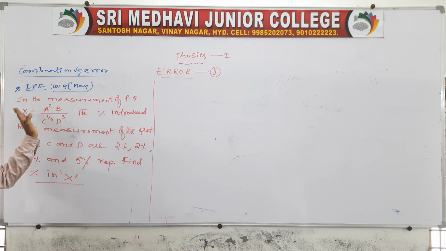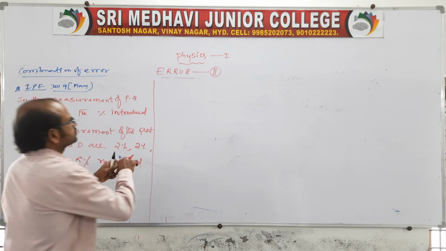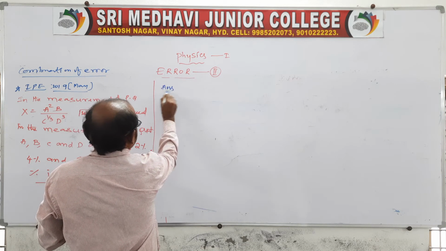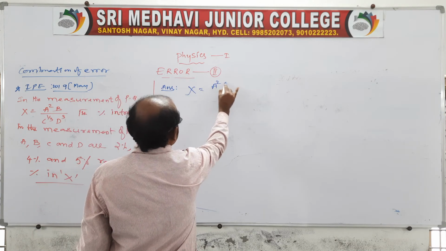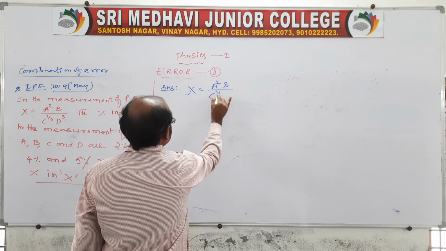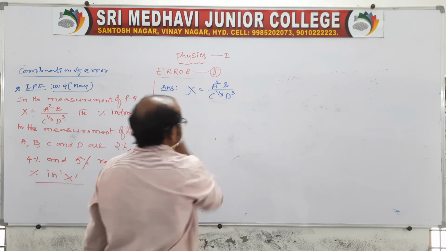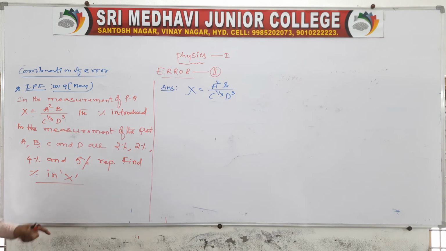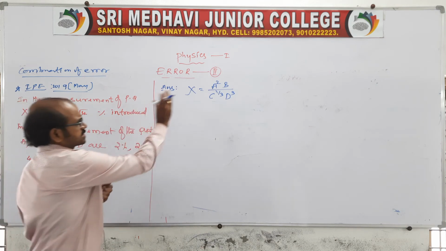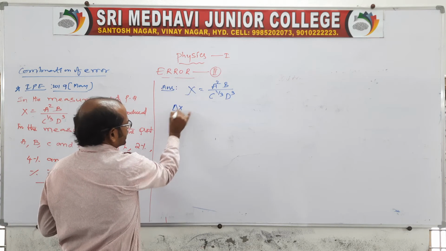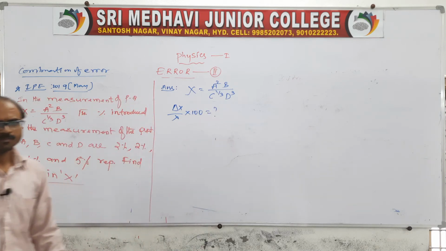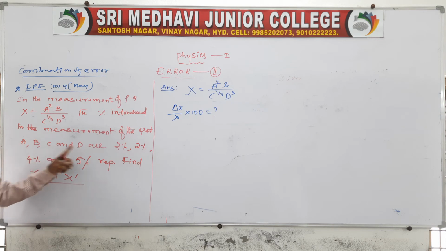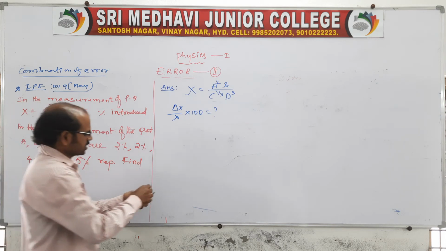In the measurement of a physical quantity, X is given, so you write your given data. That is very important while doing the problem. X is given as a square B by C power 1 by 3 d cube. What is being asked is the percentage error in X, into 100. In this, the percentages of A, B, C, D are given. That also you note here.